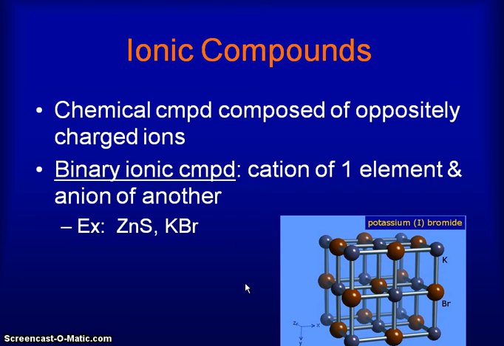Binary ionic compounds means that you only have two types of elements that are present in that particular compound. So the examples here, I have zinc sulfide or potassium bromide. There's only two types of elements that are present in these particular compounds, so they would be binary ionic compounds.